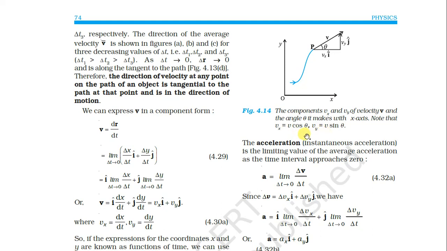The acceleration is the limiting value of the average acceleration as the time interval approaches 0. So it is equal to the limit as delta t tends to 0 of delta v by delta t.